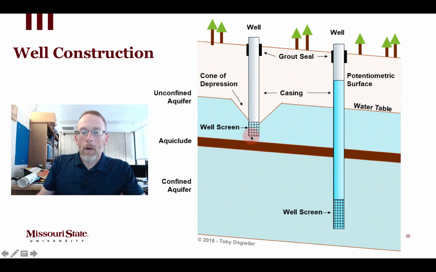Now, that well is completed to a depth within the unconfined aquifer in this case. So the bottom of the well is above a confining unit, and so this is the unconfined aquifer. We can pump water out of that well to use it. If we pump the water fast enough, we'll actually get this cone of depression around the well.